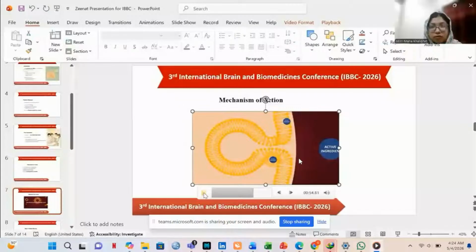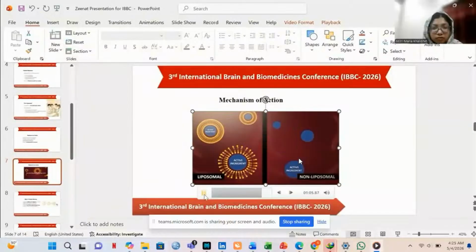In the final animation sequence, you'll see a comparison between the two processes. Liposomes, which are formed in the body, resist degradation and result in higher bioavailability of active ingredients.